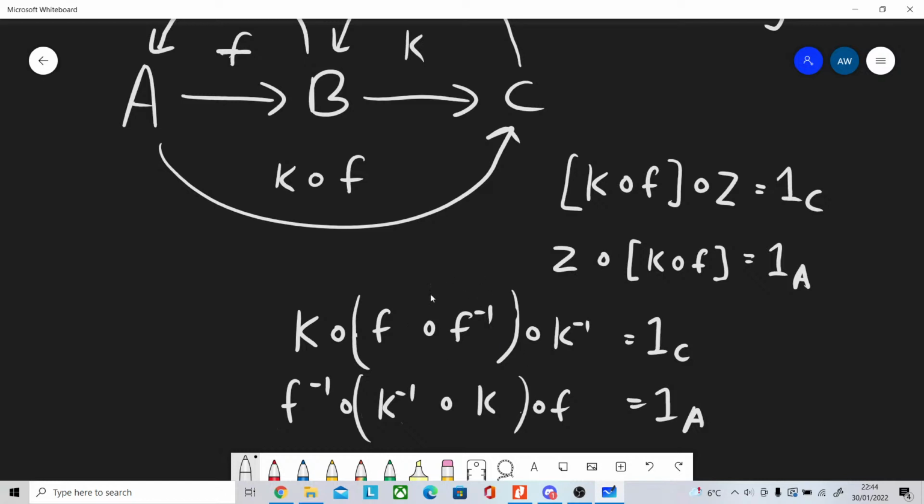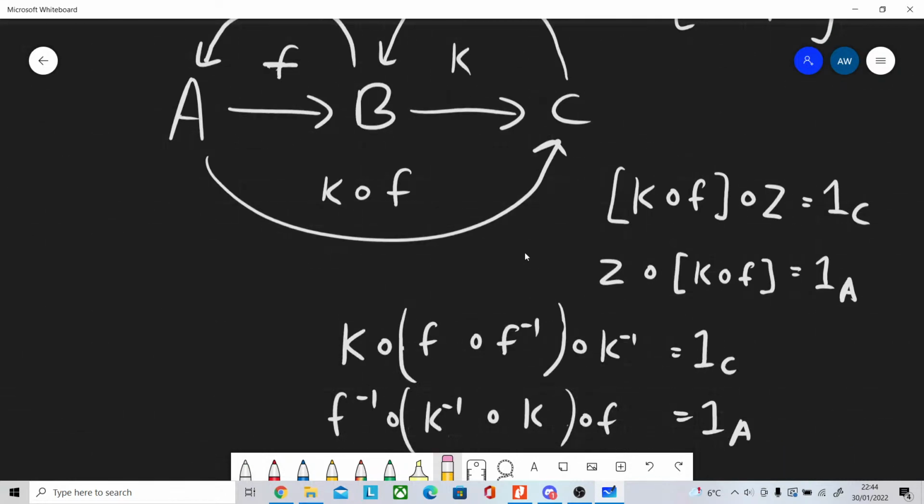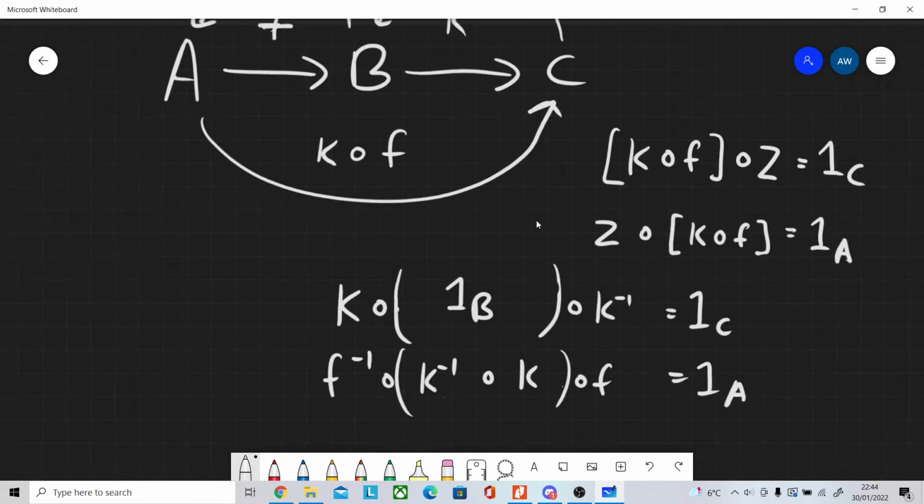So, reading from right to left, F inverse F is the identity on B. Reading from right to left, we do K and then K inverse. K and then K inverse is also going to be the identity on B.